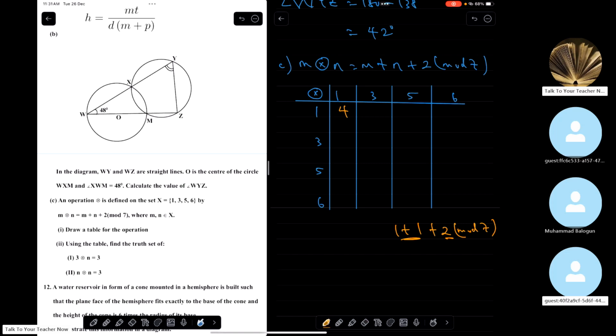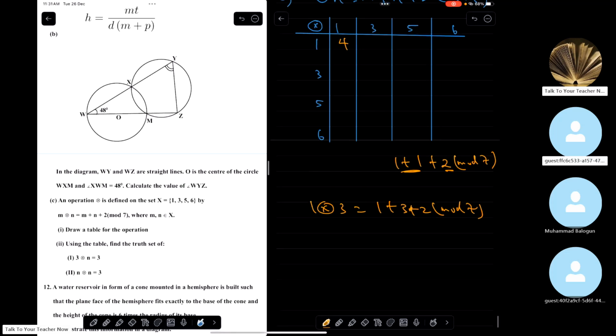Now let's go. Sir. What is 1 circle times 3? Mohammed, what's 1 circle times 3? That's 1 plus 3 plus 2 mod 7. 1 plus 3 is 4 plus 2 is 6. It's not up to 7, so we just write the 6.